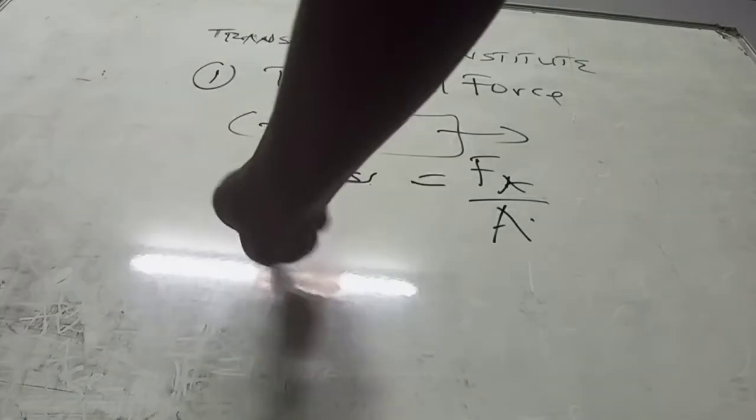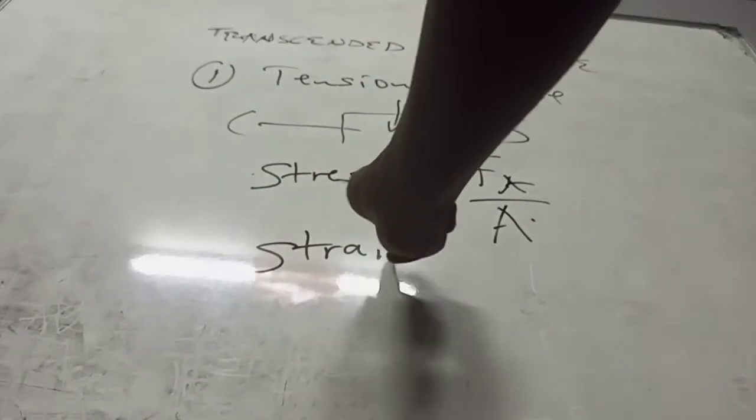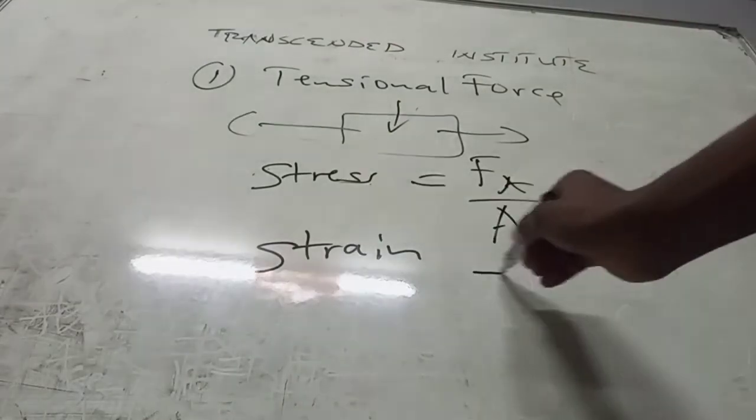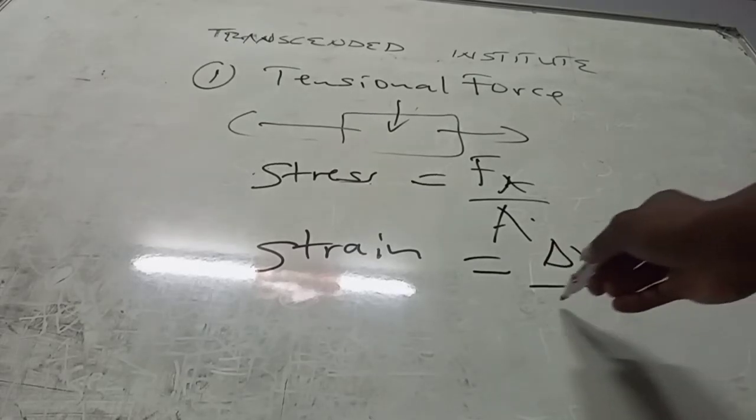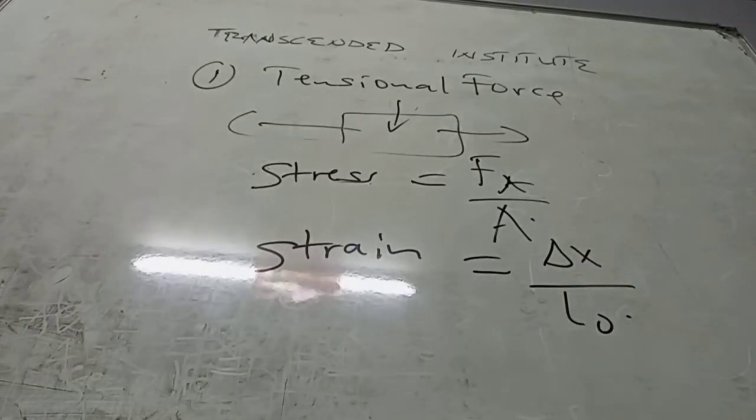Then on the other hand, for the strain, since we're extending it, it is going to be given by what? The extension divided by the original length. Okay, so I've already given you an example area.